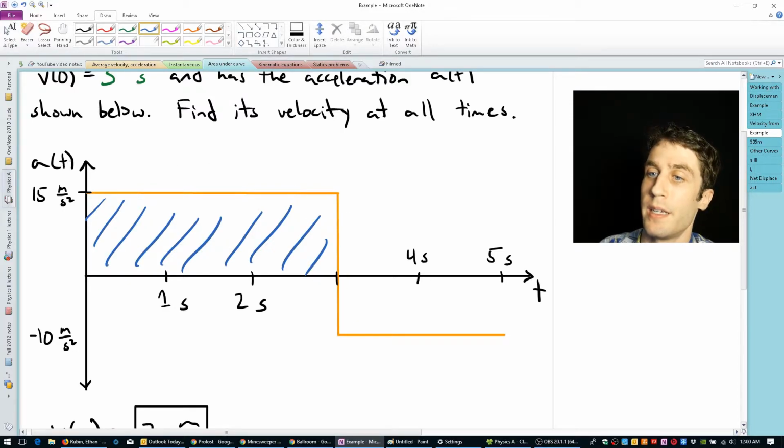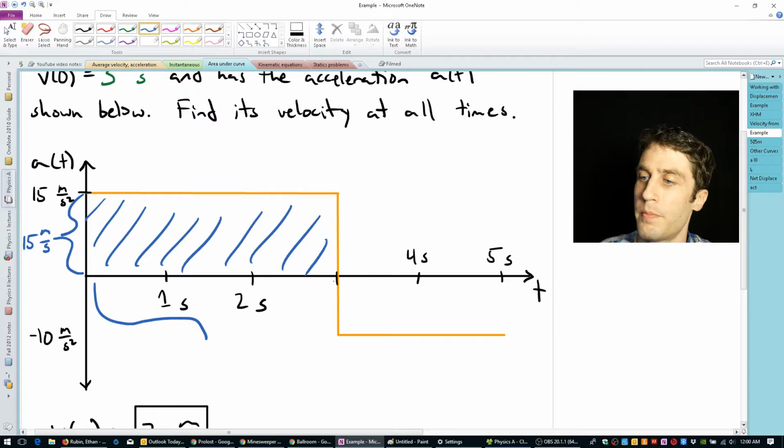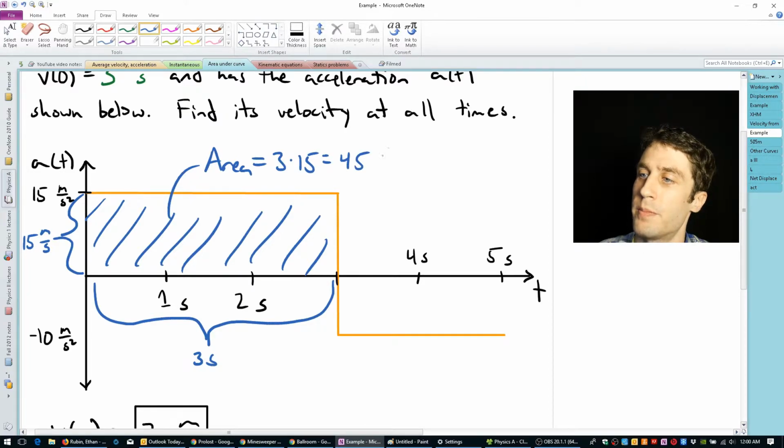So the height is 15 meters per second squared again, and the width is 3 seconds. And so the area of this rectangle is the width times the height, 3 times 15, which is 45 meters per second.